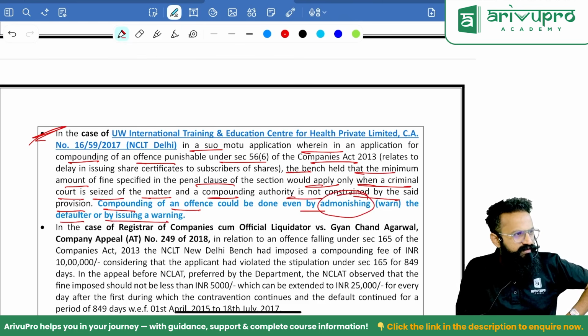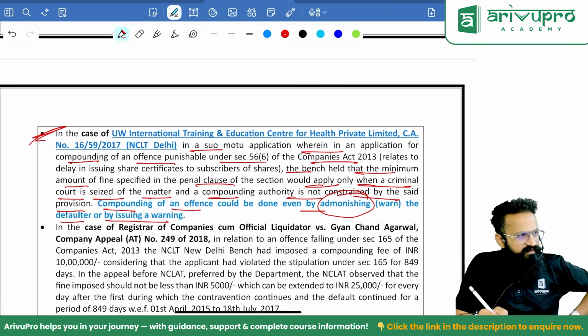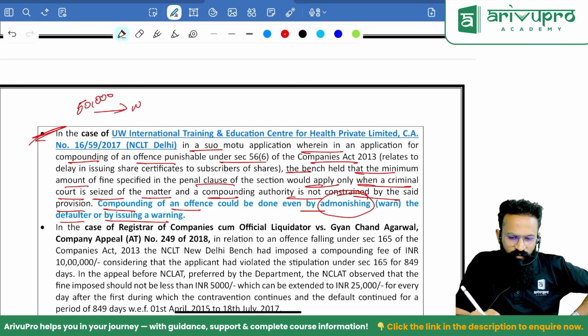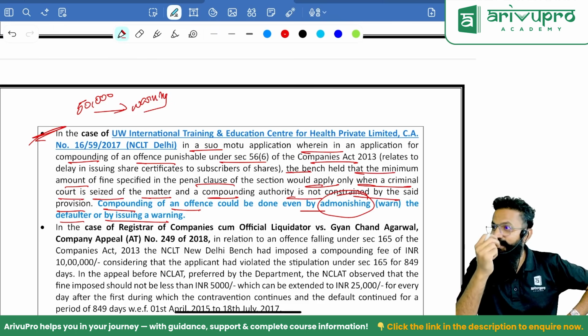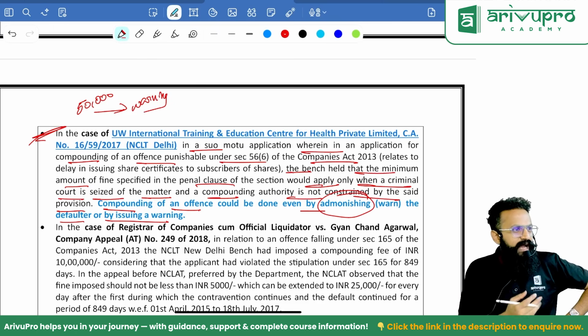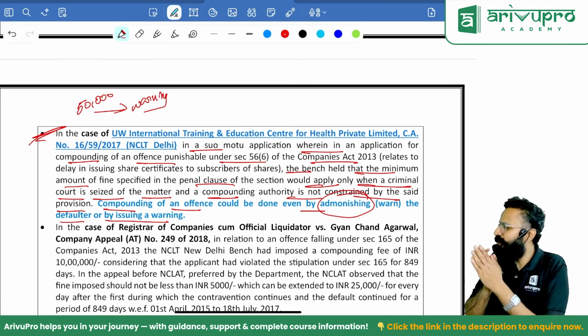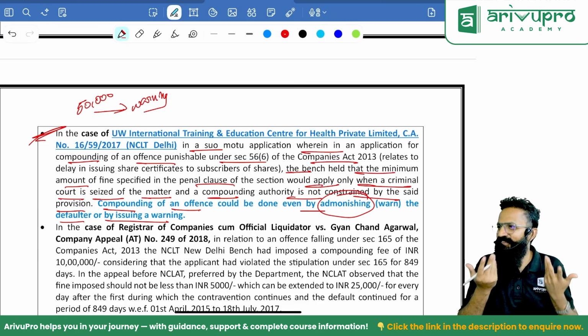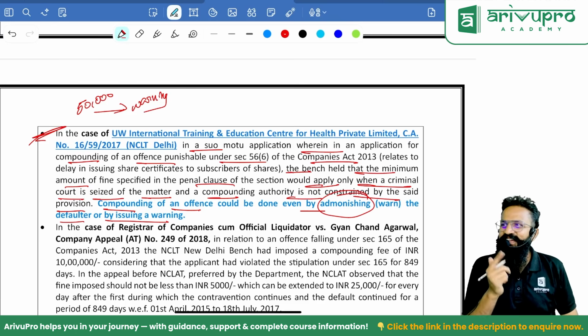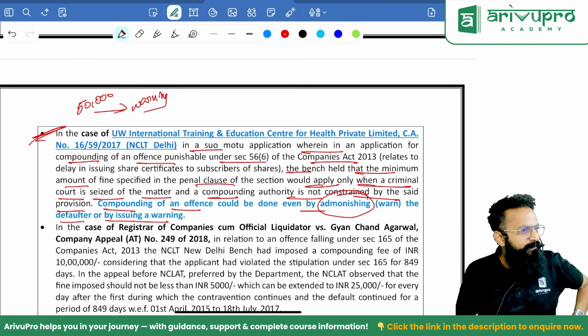What do you mean by that, sir? The minimum penalty prescribed there, let us imagine, is 50,000. In this case, they left the person by giving a warning. Admonishing means warning. Reprimand means warning. Remember those words. In your exam, if a nuclear bomb bursts, it is checking your vocabulary. Admonishing means done. Now tell me, is it possible or not?